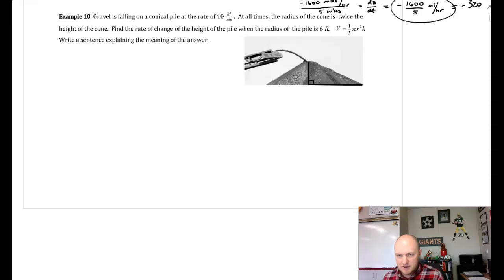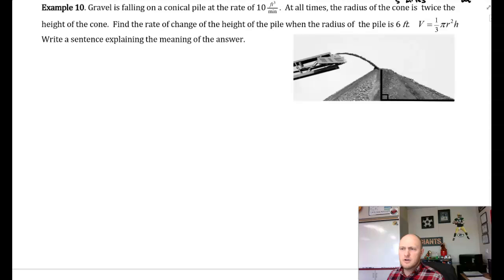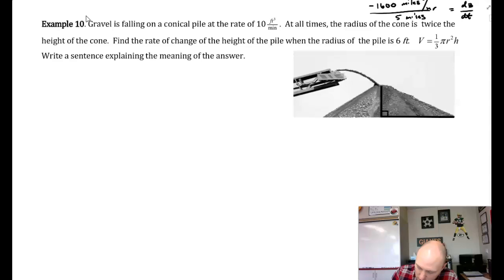Okay, example number 10. This is the last one I have for our lesson, and we're dealing with a different type of shape, and this one has a different approach as well. So here we go. They say gravel is falling on a conical pile at a rate of 10 cubic feet per minute. At all times, and this is very important, the radius of the cone is twice the height of the cone. They gave you some information there.